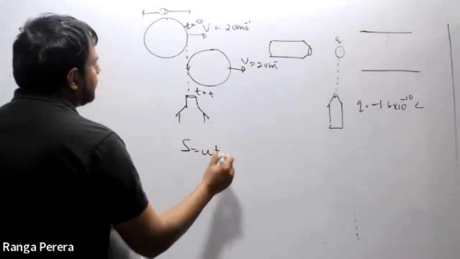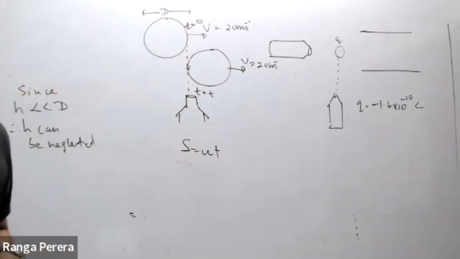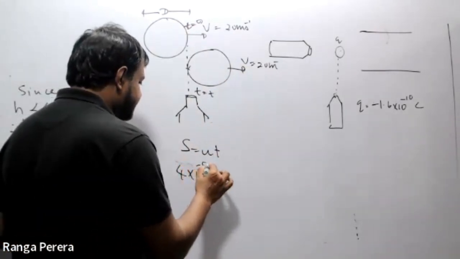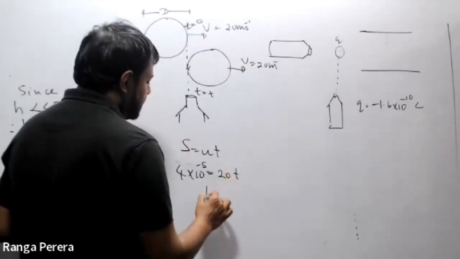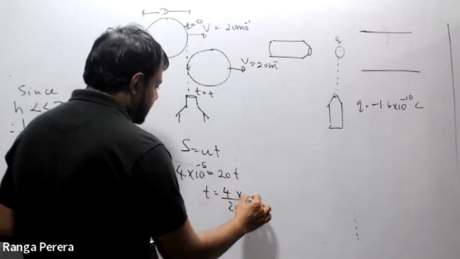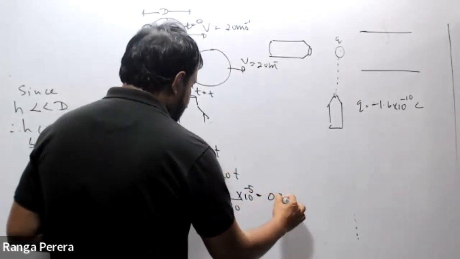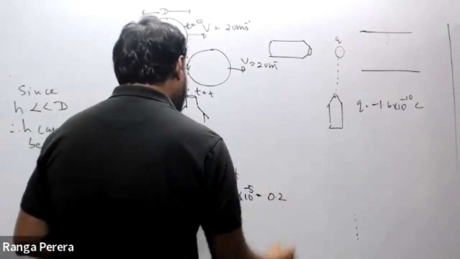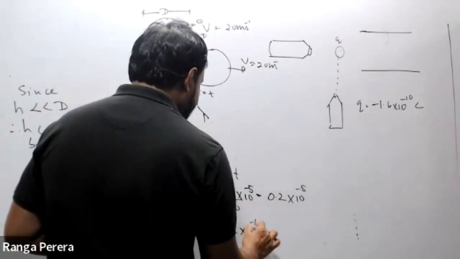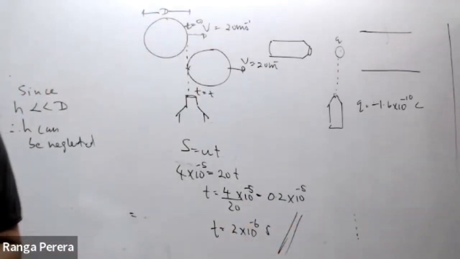S equal ut we can apply. S is the diameter d, which was calculated earlier, 4 times 10 to the power minus 5, velocity 20. The time t equals 4 divided by 20 times 10 to the power minus 5, which is 0.2 times 10 to the power minus 5. T equals 10 to the power minus 6 second. This much time is spent to load with the electrons.